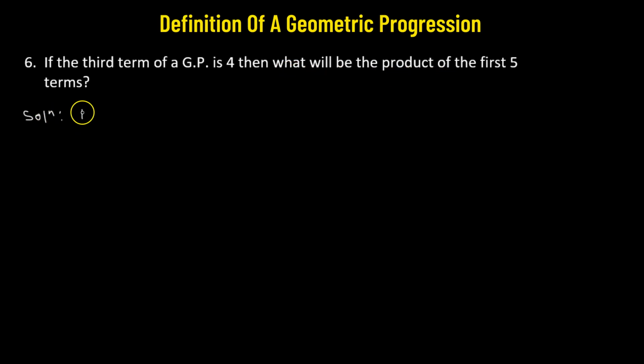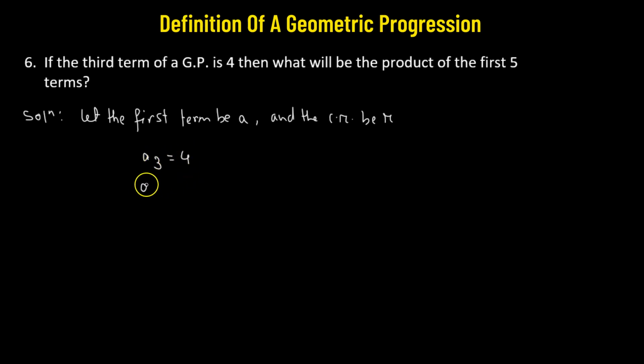That means, as usual, we're going to define the first term and the common ratio. So let the first term be represented by the letter a, and the common ratio will be represented by the letter r. Here it's given that the third term a3 equals 4. So that means ar squared equals 4. This is 1. We need to find out the product of the first 5 terms. So the product of the first 5 terms will be a1 multiplied to a2 times a3 times a4 times a5.